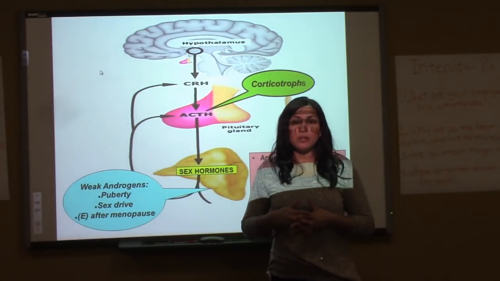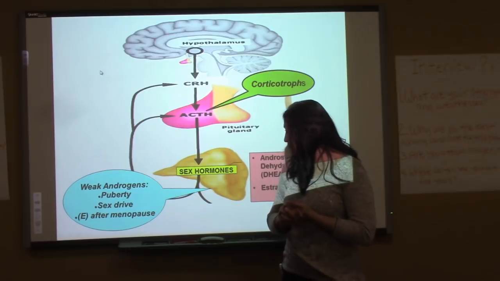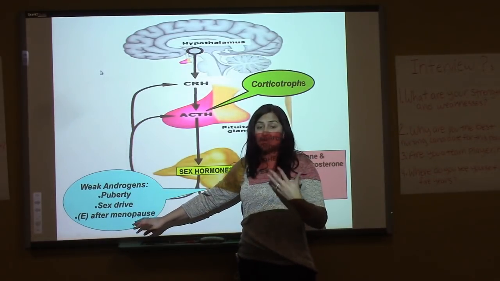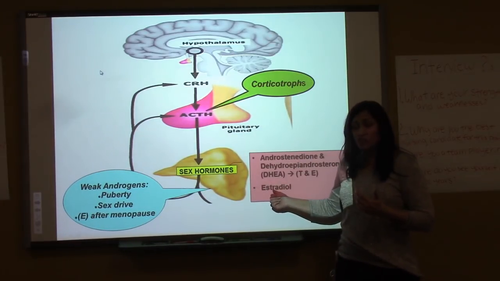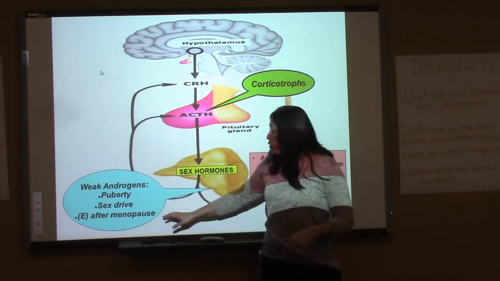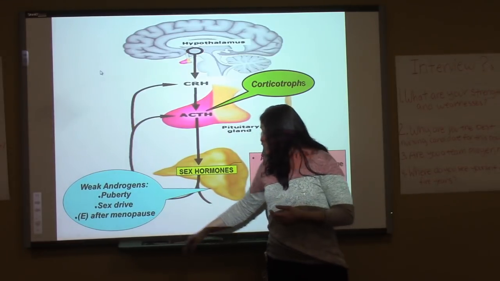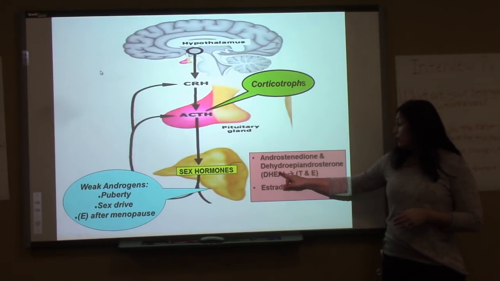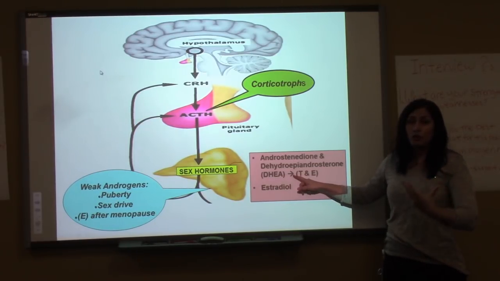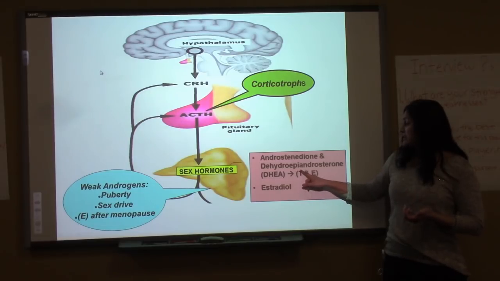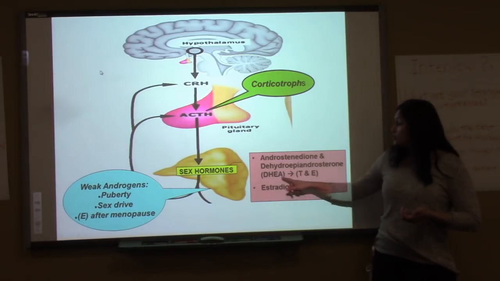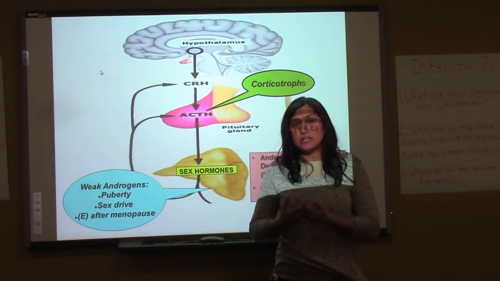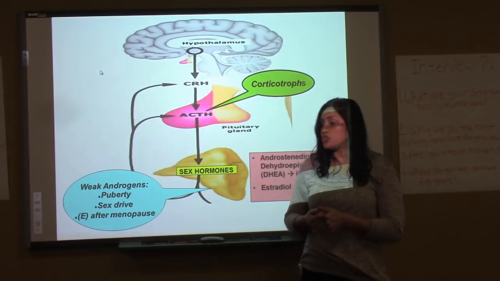And they're responsible for your secondary sex characteristics, for example, puberty and your sex drive. And of course, estradiol is a weaker form of estrogen. So after menopause, the only form of estrogen that females have is estradiol. Now, when DHEA arrives at the ovaries or the testes, it gets converted to testosterone and estrogen. So when DHEA arrives at the gonads, it's converted into the potent sex hormones, which are estrogen and testosterone.